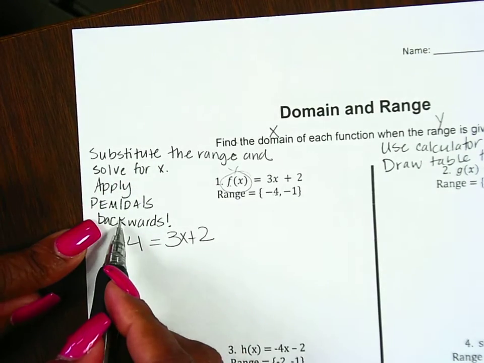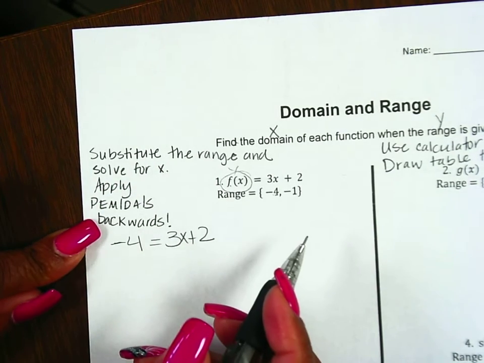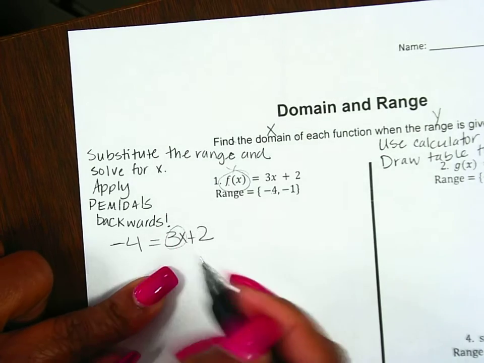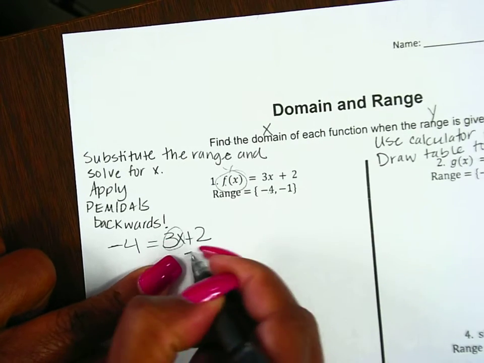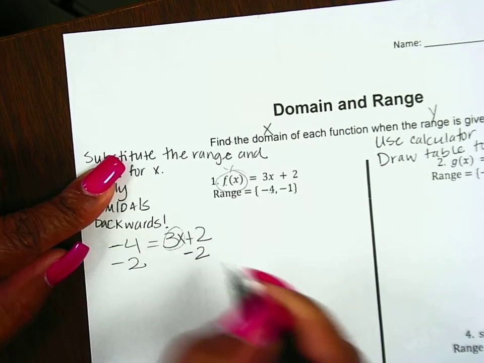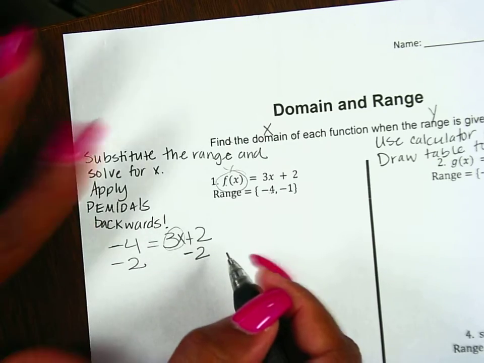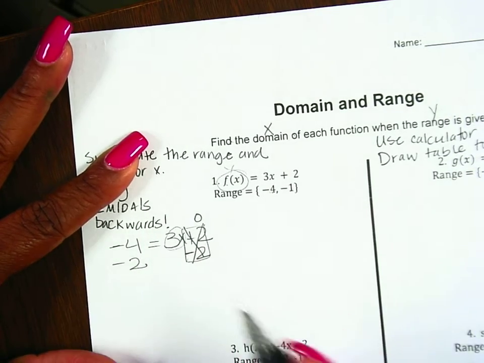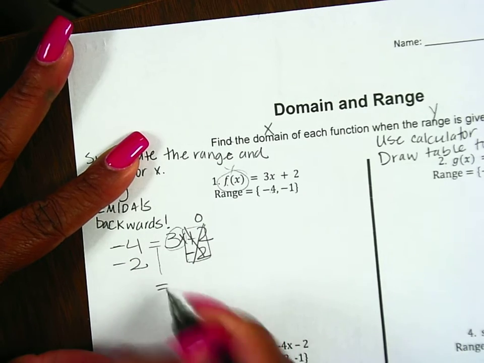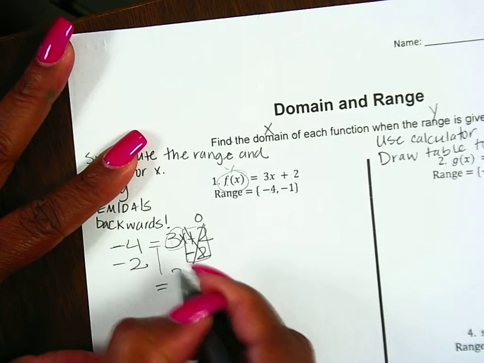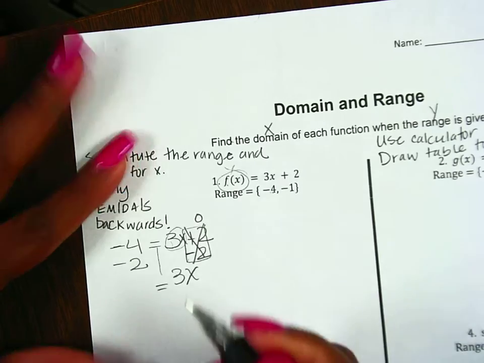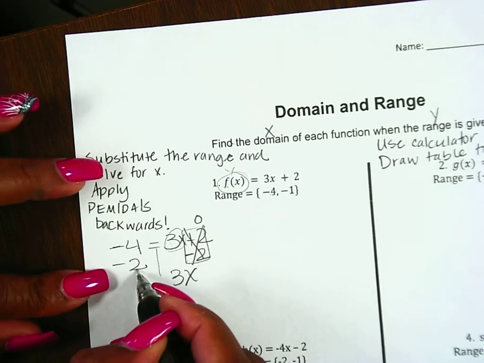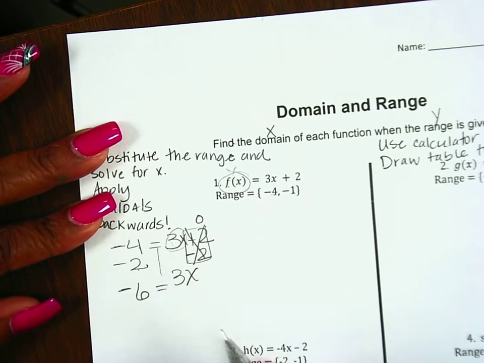It said do PEMDAS backwards. That means I'm going to add or subtract first, because I'm trying to get x by itself. So I'm going to subtract 2 from both sides. Remember, whatever you do to one side, do to the other side to keep that balance. +2 and -2 are additive inverses. Their sum is 0, so they're gone. Bring down my equal sign. That leaves me with 3x on the right-hand side. -4 minus 2 is -6.